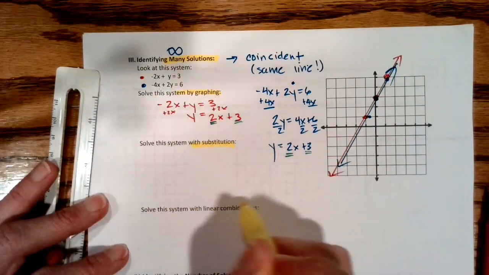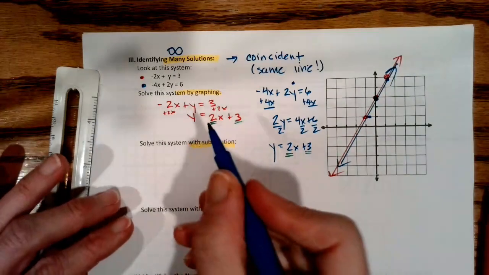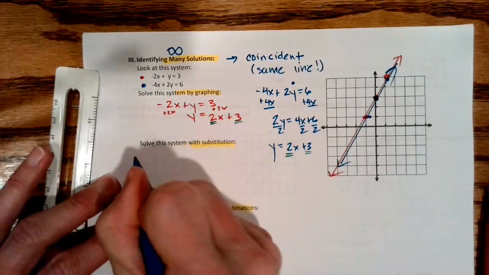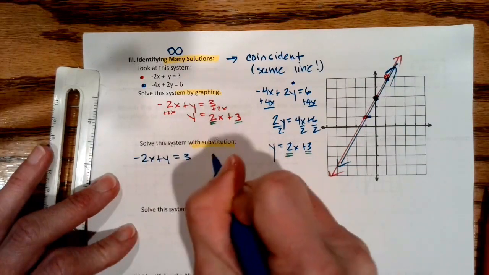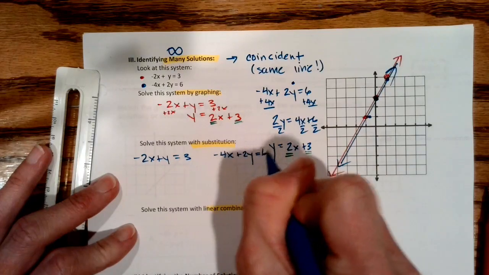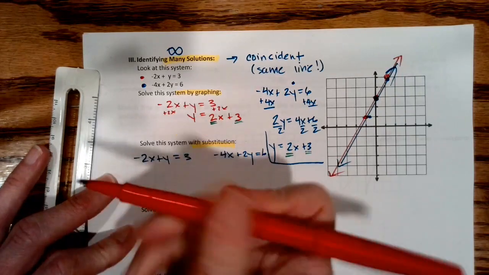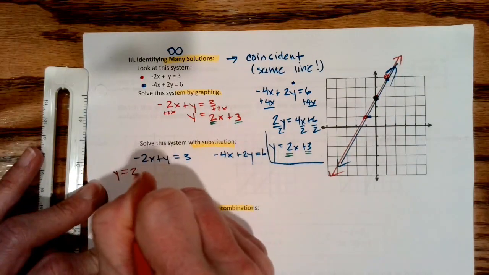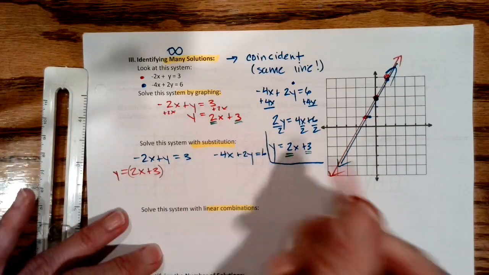And you know, of course, we're going to do substitution and linear combination. So let's try substitution first. Negative 2x plus y is equal to 3, and negative 4x plus 2y is equal to 6. We'll go ahead and solve for y in this equation. Y is equal to 2x plus 3. I added 2x to each side.